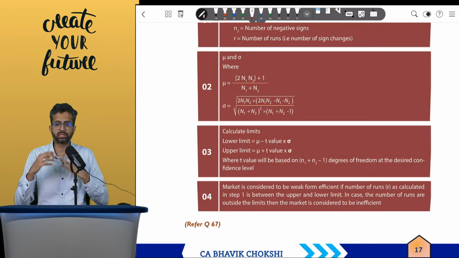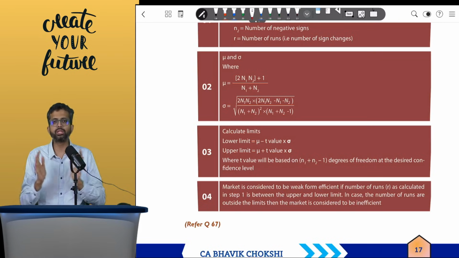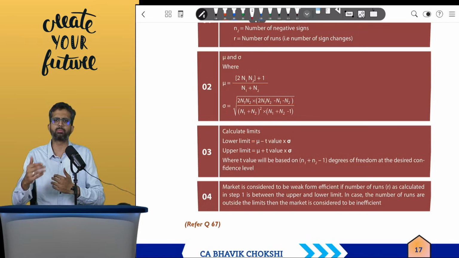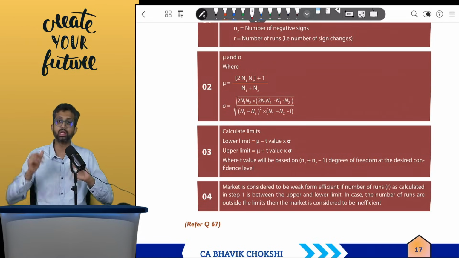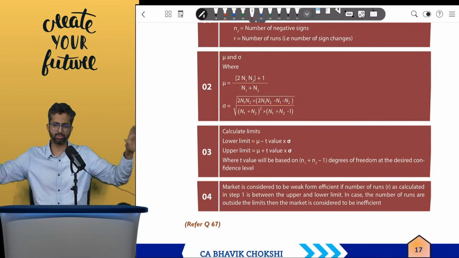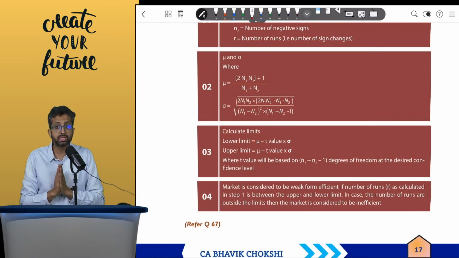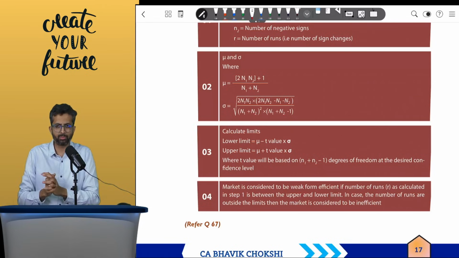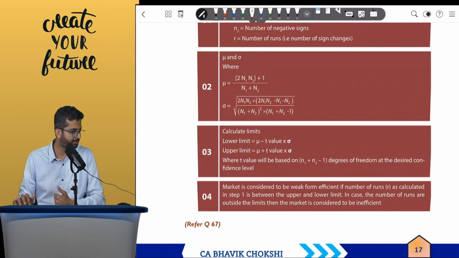If your R, that is the number of runs, is between the lower and upper limit, then we will say that the market is random, that is weak form efficient. But if the R is above or below that, we will consider that the market is not in the weak form efficiency because it is not as random.